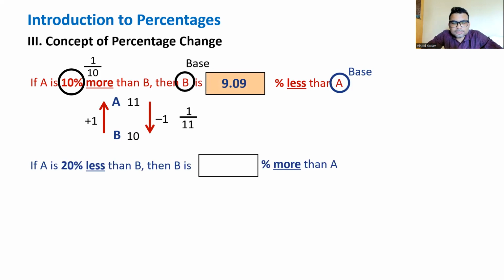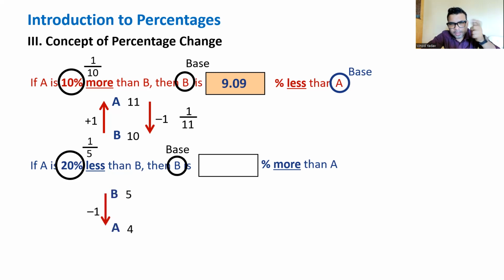One more. You can pause the video and you can think. All right, friends. I'm sure you must have got it till now. 20% is 1 by 5. B is the base. So B is 5. A is 1 less. So A is 4. Correct? Yeah, just switch it now. Then A. So now A is the base, which is 4, and B is 5. So B is 1 more than 4. So 1 by 4, 25%.